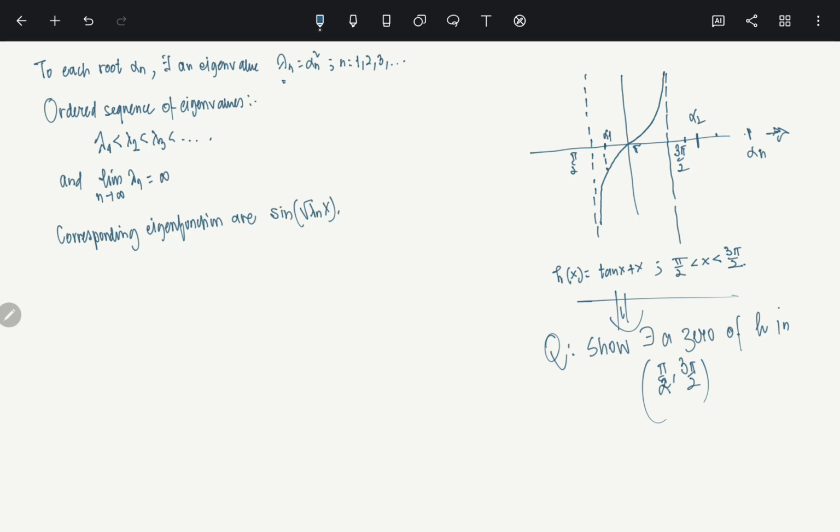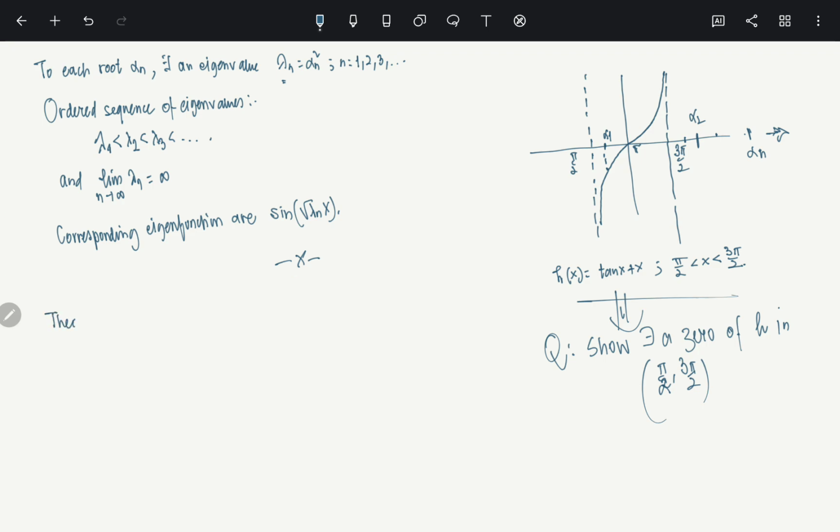So this is an example of showing that there are lambdas. Of course, it does not show that the general problem has eigenvalues, but it's a way of looking at it, that there are eigenvalues and that the eigenvalues behave like this. And the thing is, there is this theorem.